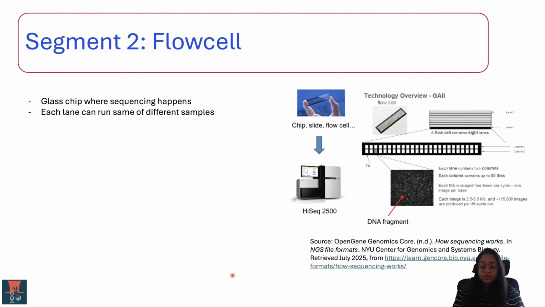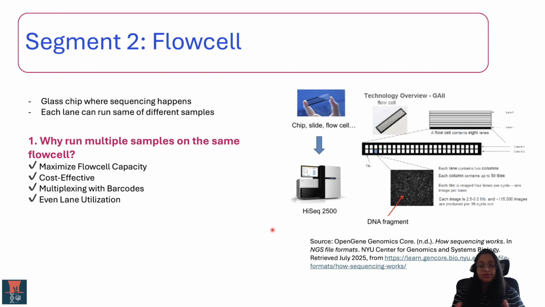The next concept or terminology we must be familiar with is a flow cell. A flow cell is where the sequencing happens. It's a glass slide that's divided into lanes. These are physical partitions that process DNA independently, and these lanes can run the same or different samples. This chip, or glass slide, is eventually put into the sequencing machine, which sequences the DNA and outputs the reads. One question would be, why run multiple samples on the same flow cell?